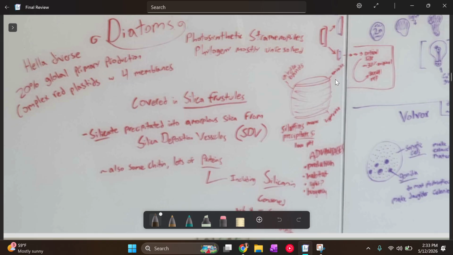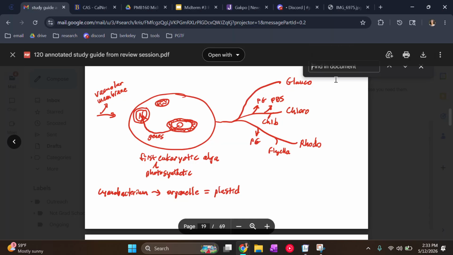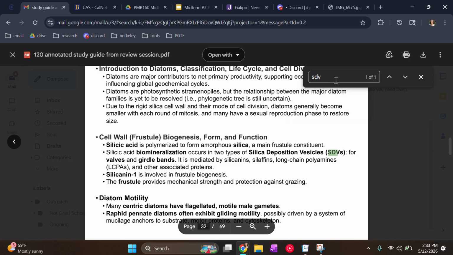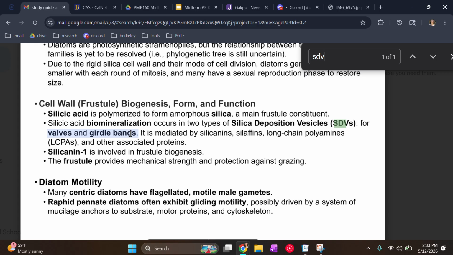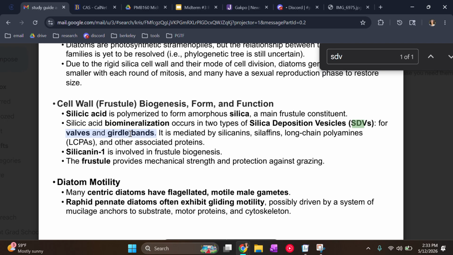Yes. So how do they make the silica? There are three main things that we talked about. It's amorphous silica, which forms in silica deposition vesicles. When I was reviewing Chris's notes, he said there were two types, the valves and girdle band, so I don't know if he's saying that the valve itself is a silica deposition vesicle, but I guess that makes sense, because that's where you'd want the silica.